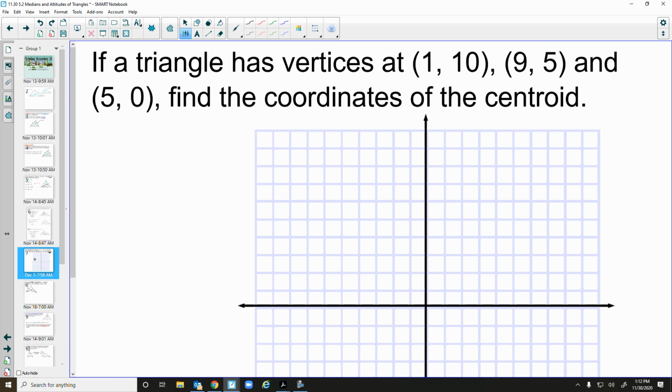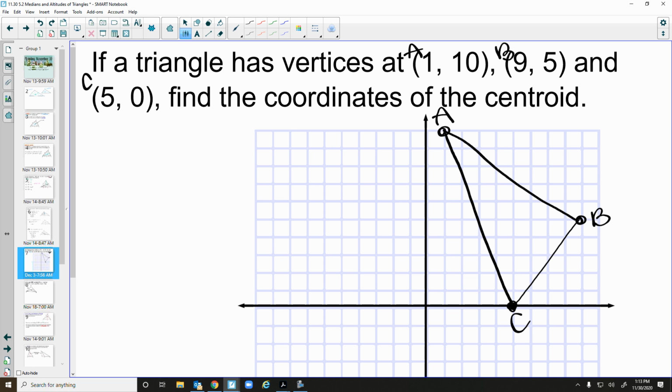Now we're looking at it if it was a graph. So looking at it on a graph, I'm going to label it A, B, and C. So 1, 10 is A, 9, 1, 2, 3, 4, 5 is B, 2, 3, 4, 5, C. Okay. We need to find the coordinates of the centroid.